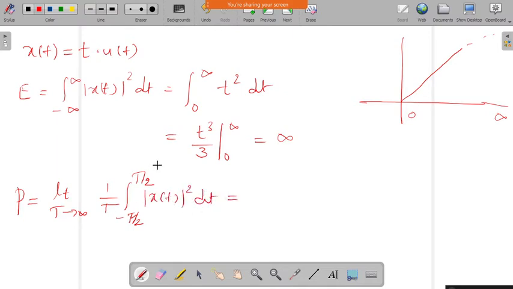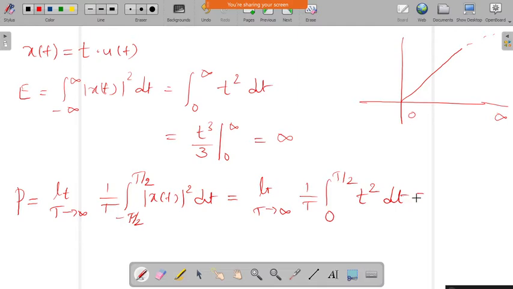Okay, so here we can't find out the periodicity, so we'll put it as it is. Limit t tends to infinity, 1 over t, integral from minus t by 2 to plus t by 2 of x of t squared. Since it is u of t, it will not exist for minus t by 2, so it will exist only from 0 to t by 2, t square into dt.